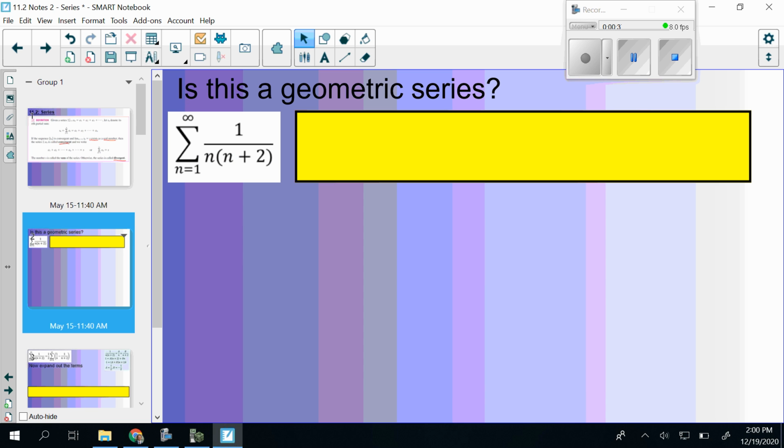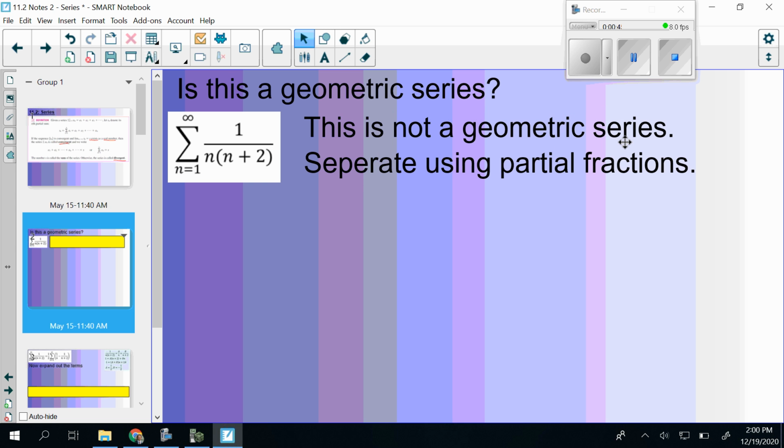We're going to look at some today that look like this. So is this a geometric series that we looked at previously? Nope, this is not a geometric series. So what we're going to have to do on this one is separate it. And what we're going to do to separate that would be to use partial fractions. So we've done this before.